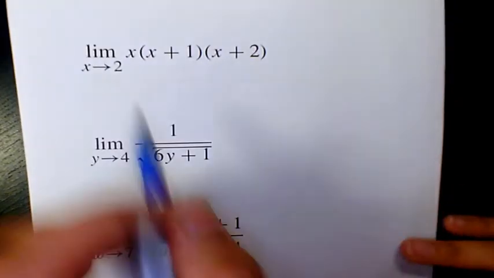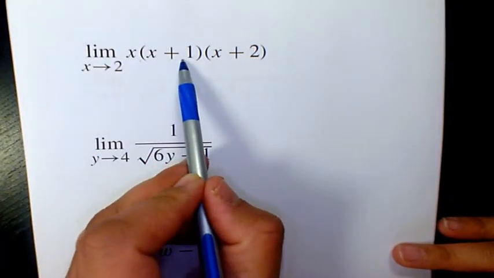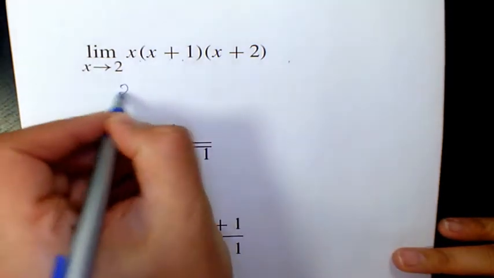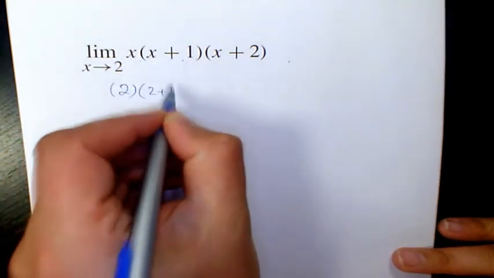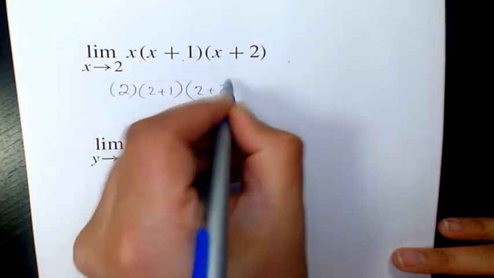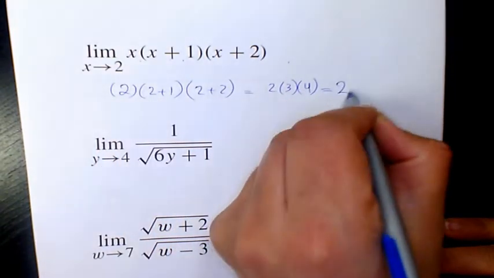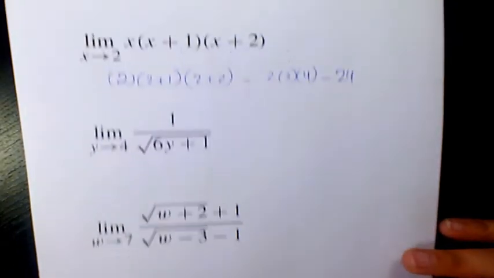Next one. Limit x times x plus 1 times x plus 2 when x approaches 2. It's going to be 2 times 2 plus 1 times 2 plus 2. That's 2 times 3 times 4, which is going to be 24.